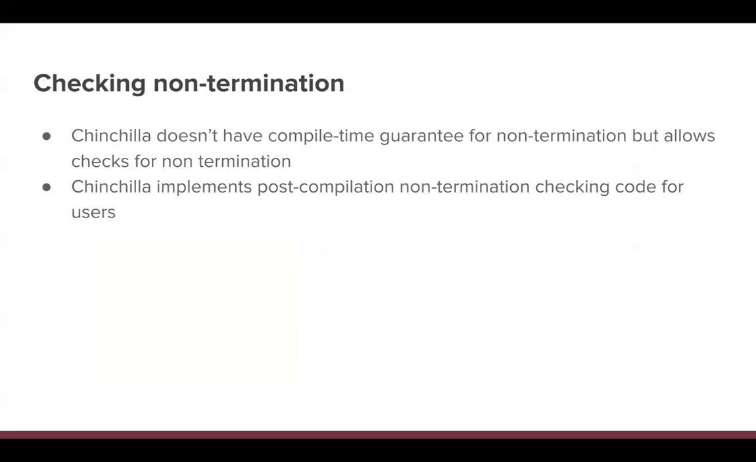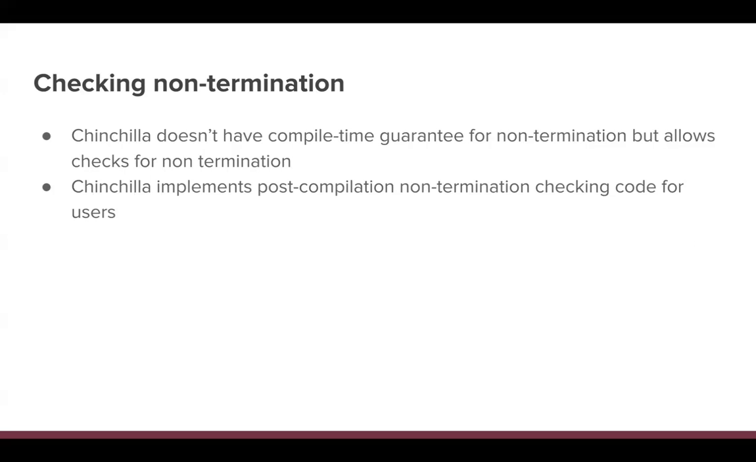Now, the final thing that Chinchilla ensures is a check for non-termination. Now, as we discussed, non-termination is a state where a program cannot proceed between two checkpoints. That is, it hits one checkpoint and it gets to the other, and before getting to the other, the energy runs out, making it stuck between these two checkpointing times. Now, while Chinchilla doesn't have a compile time guarantee for non-termination, it does allow checking for non-termination.